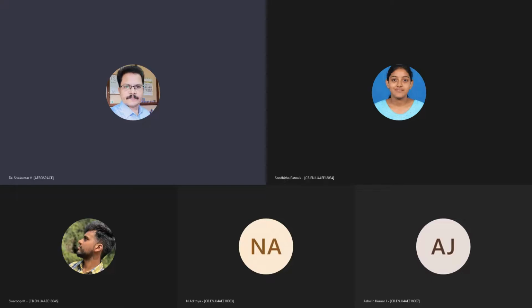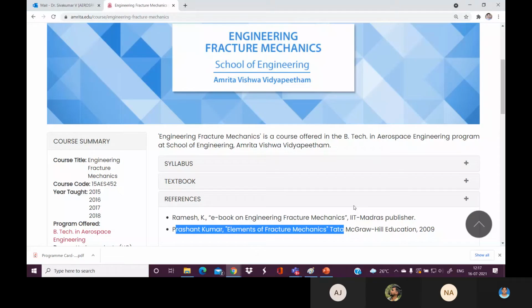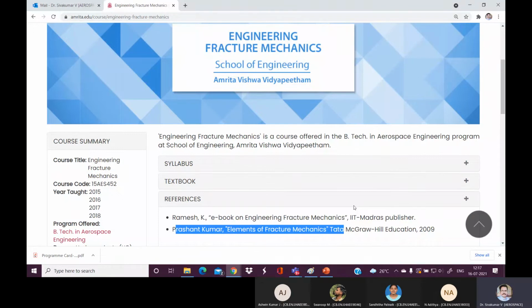Also, I told you about the textbooks which you are supposed to refer to for further studies by Anderson. As I said, it is the Bible of this particular topic. And I'm going to base most of my discussions on Professor Ramesh's ebook on engineering fracture mechanics. But the very cost-effective edition of Prashant Kumar's book, Elements of Fracture Mechanics, is also available from Tata McGraw. So this is about your course.